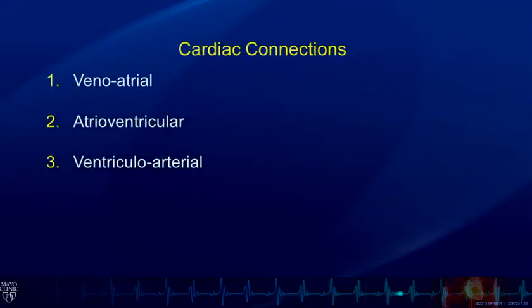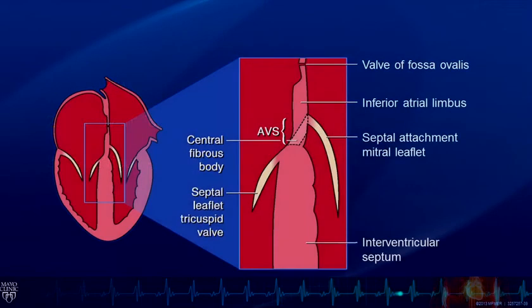Let's turn our attention now to the cardiac connections: veno-atrial, atrioventricular, and ventriculo-arterial. We're not going to talk much about the veno-atrial connections. Again, we can see them indirectly by echocardiography, and generally these are normal, but the major ones that we want to discuss today are the atrioventricular and the ventriculo-arterial connection.